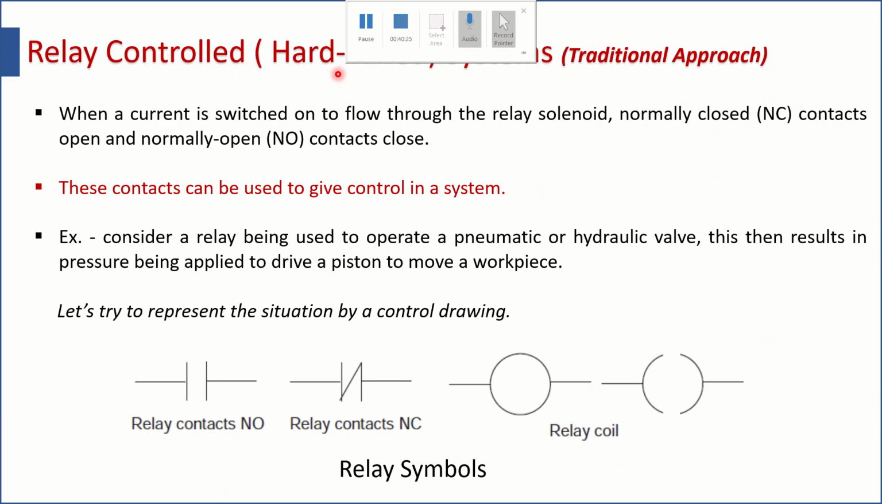Now you can see what we have seen already: when a current is switched on to flow through the relay solenoid, the normally closed contacts get opened and the normally open contacts get closed. These contacts are used to give control to the system. This is the NO contact, normally open contact, and this is the normally closed contact. This is the symbol, you need to remember it throughout.